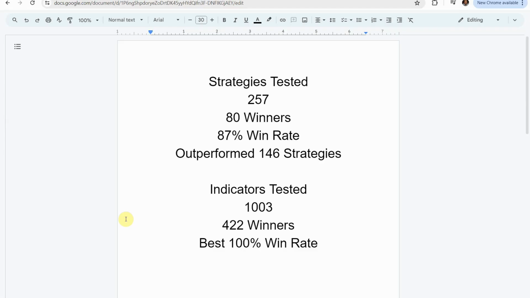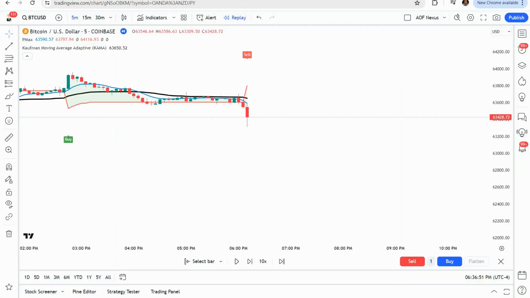Alright, as I said, today we will be testing a crypto scalping strategy. Before we do though, I wanted to put the testing scoreboard up for everyone to see. So to date, we have tested a total of 257 different strategies with 80 of them being winners. The best one so far was able to achieve an 87% win rate. That was achieved using the Academy of Forex indicator. And so far, since we've been keeping track, it has outperformed 146 of the other strategies that we have put it up against, every single one so far. We've also tested a total of 1,003 indicators, with 422 of them being winners.